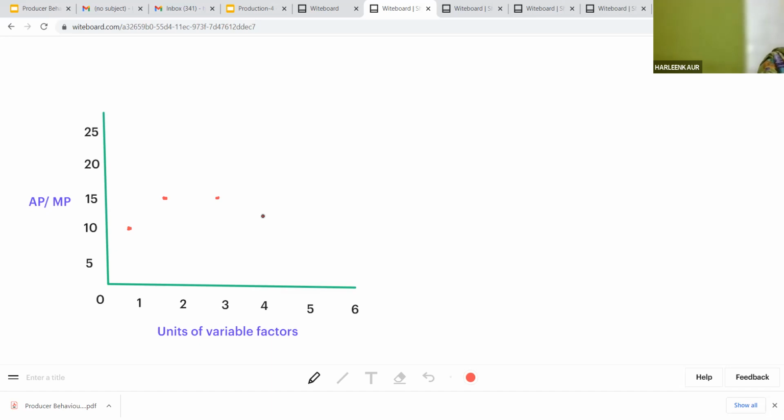Then 13 on the fourth variable factor, and we have 10.40 on 5. Then we have 8 on 6 variable factors. So it will start from here. It will increase, then it will start falling. This is our AP, average product.